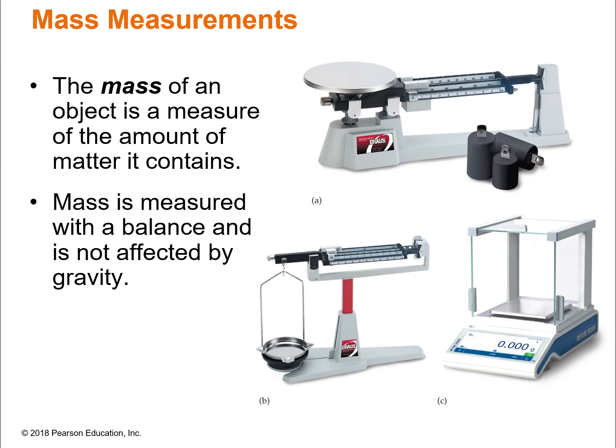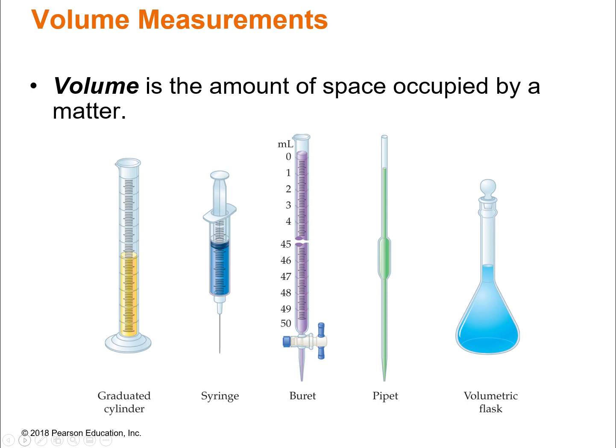So I mentioned mass, sort of, when we were talking about sig figs and uncertain digits. Mass measurements, we're just using a scale or a balance, and you're measuring the amount of mass, or the amount of matter that something contains. You use a balance, it's not affected by gravity. For volume measurements, you're looking at the amount of space that's occupied by matter. You can use a whole bunch of different tools to measure volume, from a graduated cylinder to a syringe, lots of things you can use in the lab.